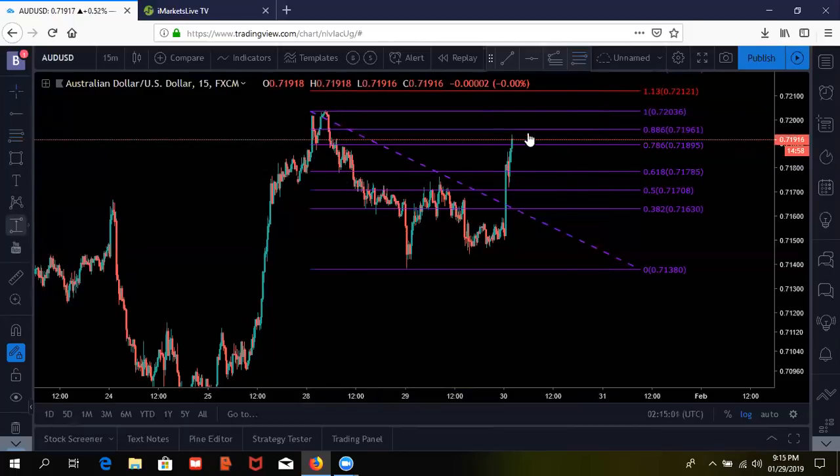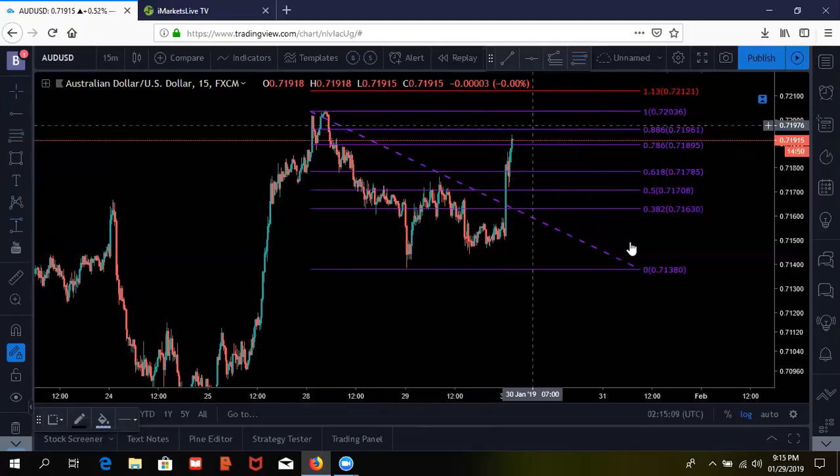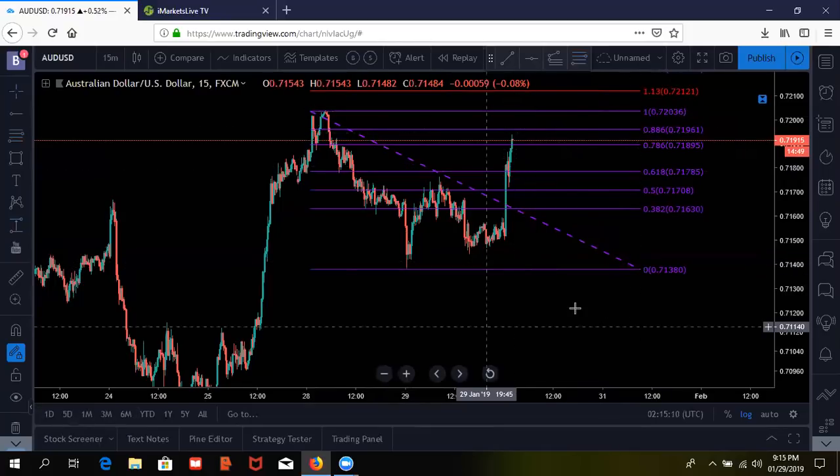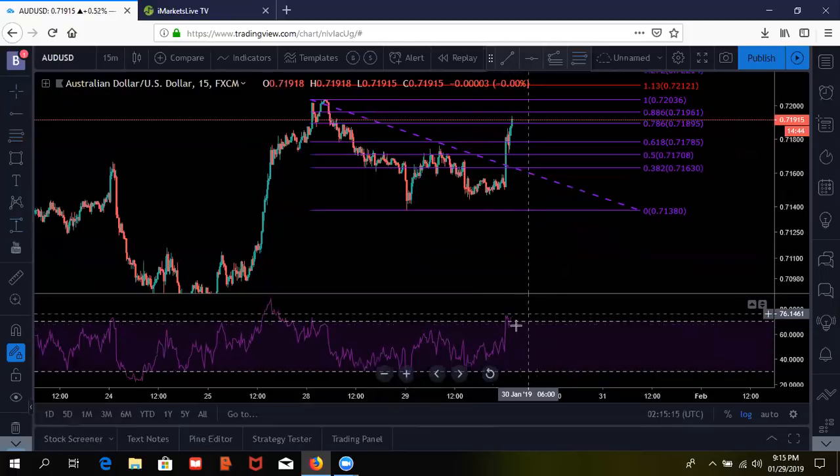I mean, technically I could enter it right now. It's like, what, 5 pips. I'm going to just wait until it hits up there. I see I also have some overbought action over here as well.